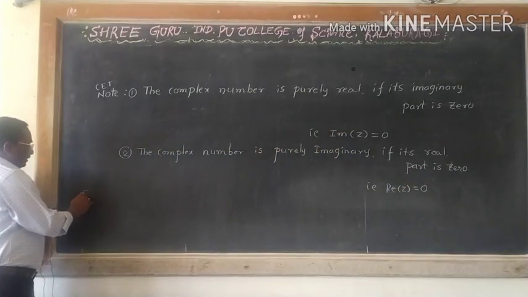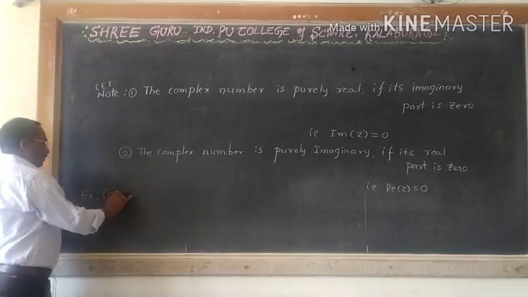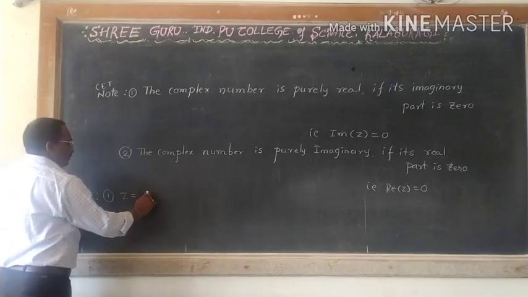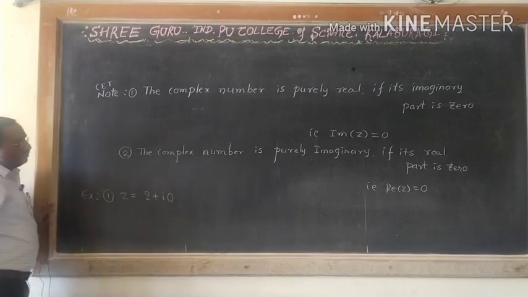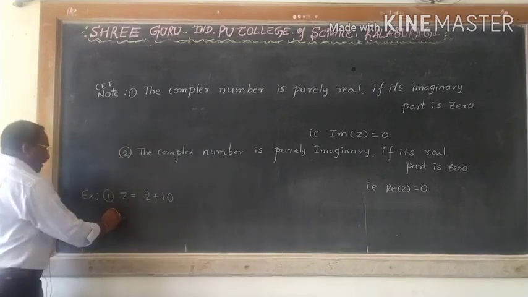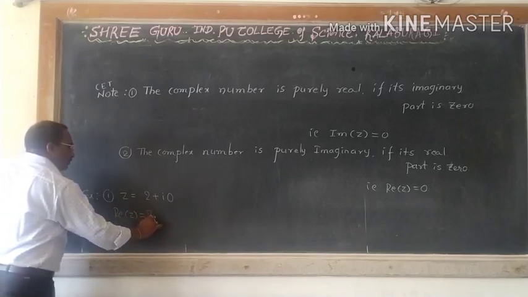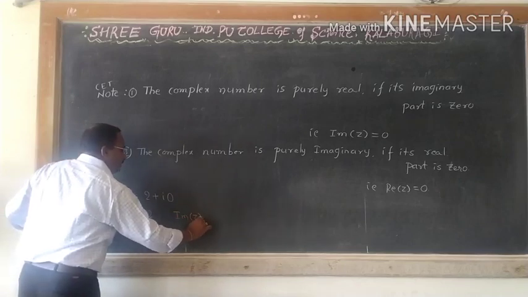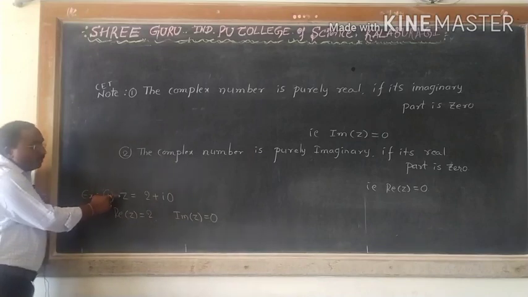For example, suppose z is equal to 2 plus i0. Here real part of z is what? 2. Imaginary part of z is what? 0. This complex number is called purely real.